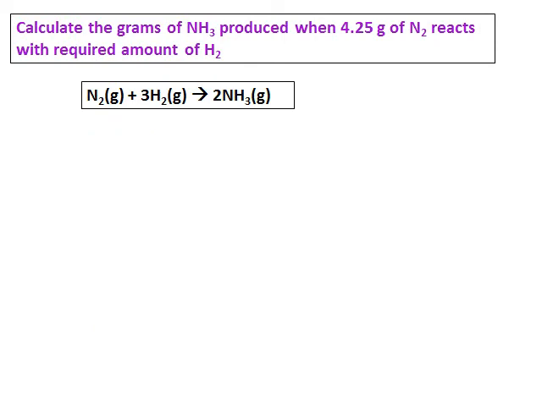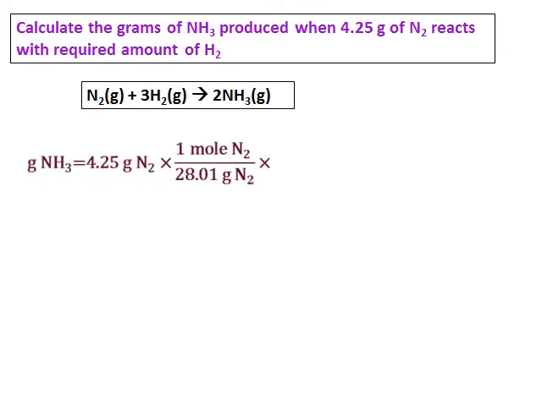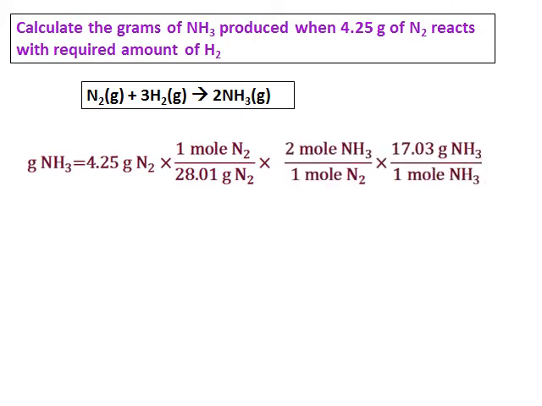Calculate the grams of ammonia produced when 4.25 grams of nitrogen reacts with the required amount of hydrogen. The first thing is to write down the equation and balance it. This is not a difficult question. Start with 4.25 grams of nitrogen, convert that into moles of nitrogen, and using the equation convert the moles to moles of ammonia. Once I have the moles of ammonia I can convert that into grams of ammonia, and I get 5.17 grams.